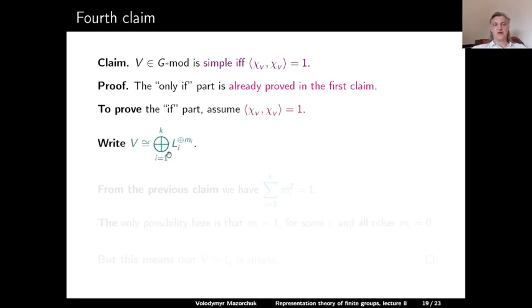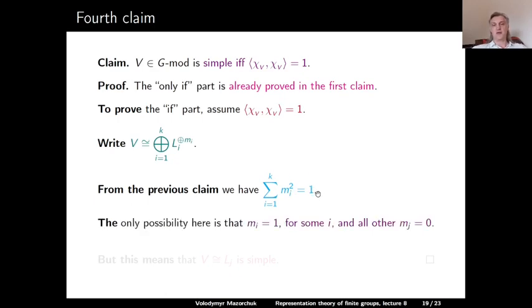We write V as a direct sum of simple modules with some multiplicities. And then from the previous claim, we get that the sum of the squares of the multiplicities is equal to 1. But each multiplicity is a non-negative integer, so the only way to write 1 as a sum of squares of non-negative integers is when one of them is equal to 1 and the rest are 0. But then it means that V is isomorphic to the corresponding simple module Li. So this should be the same i as here.